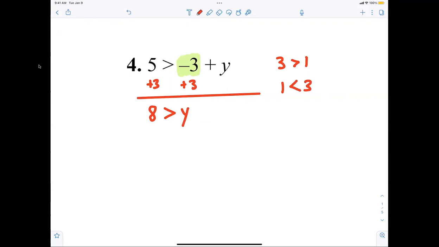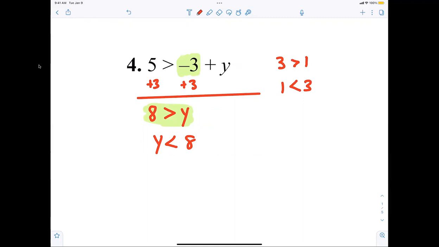So over here, you always have to write the variable first. The variable is not first. So what do I have to do with those 2 things? Switch it. So it's going to be y less than 8. Y is what? Less than 8. Beautiful. Y is less than 8. That is correct.